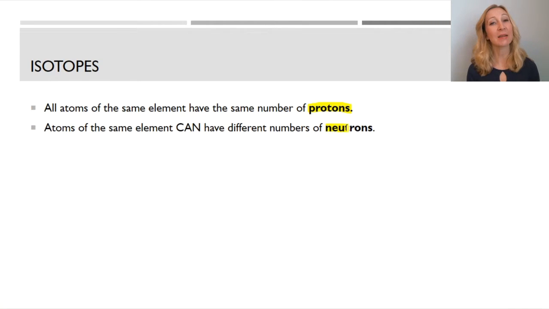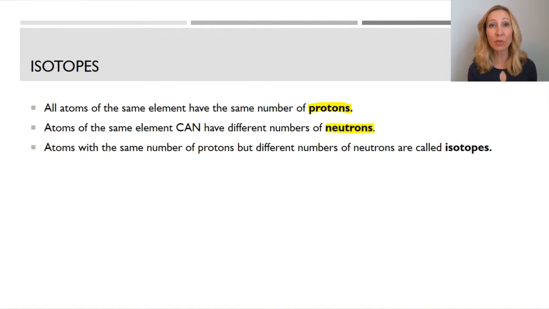That's what makes hydrogen hydrogen. But atoms of the same element can have different numbers of neutrons. There are hydrogen atoms with no neutrons. There are hydrogen atoms with one neutron. There are even hydrogen atoms with two neutrons. So you can have different numbers of neutrons in an atom of the same element. So atoms with the same number of protons but different numbers of neutrons are called isotopes.